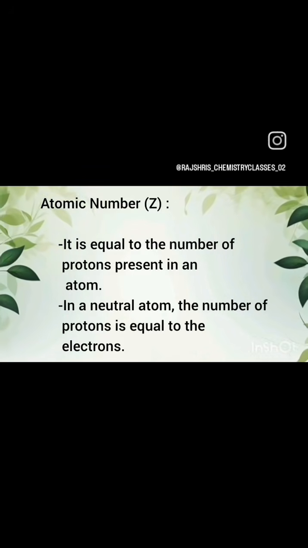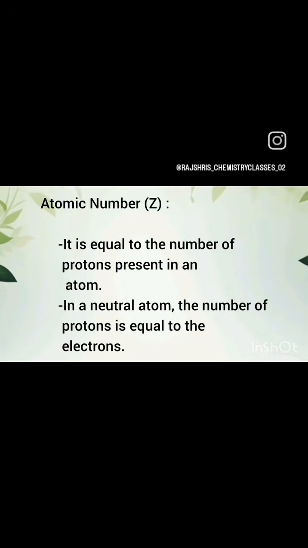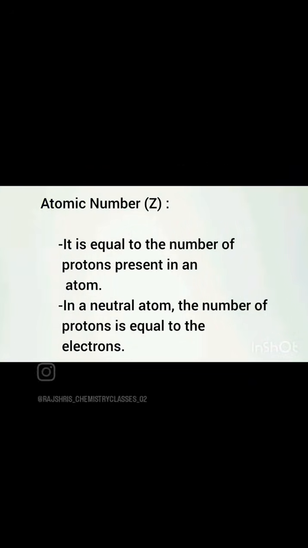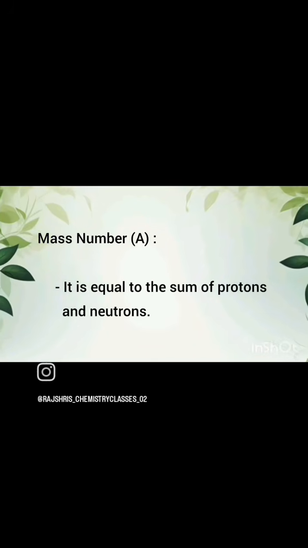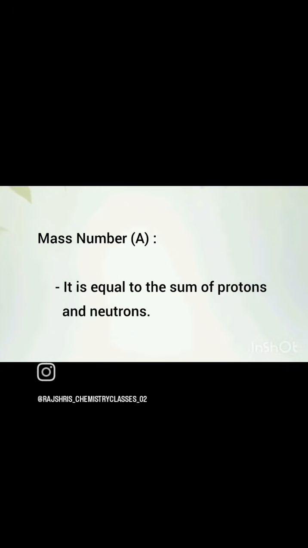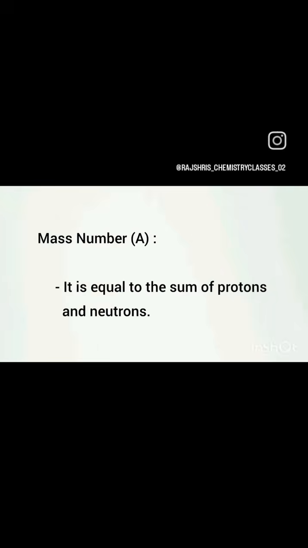Atomic number Z. It is equal to the number of protons present in an atom. In a neutral atom, the number of protons is equal to the number of electrons. Mass number A. It is equal to the sum of protons and neutrons.